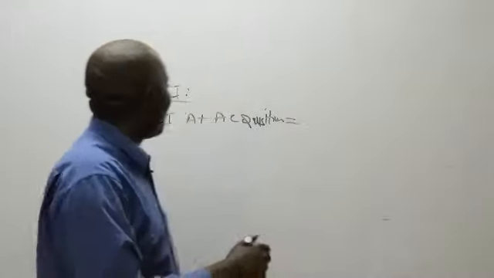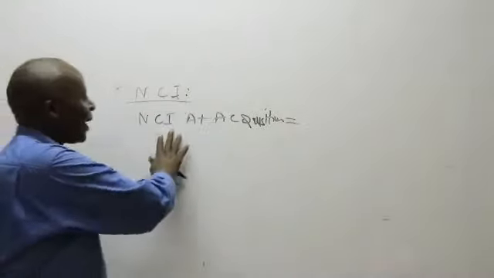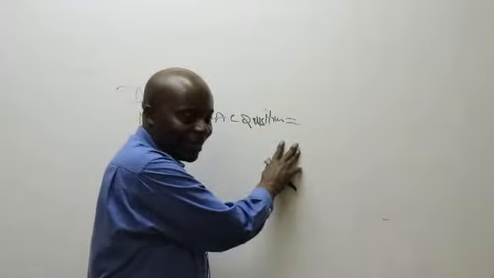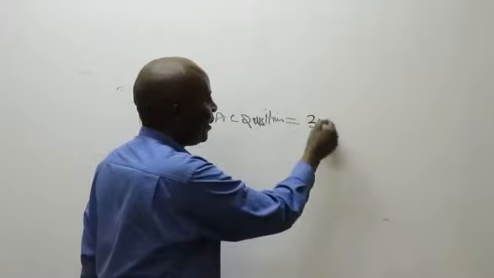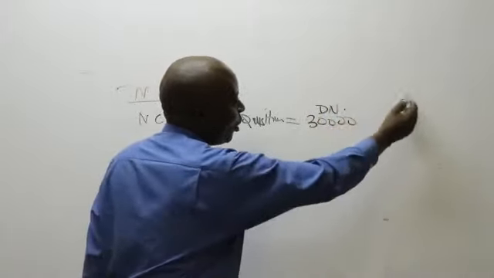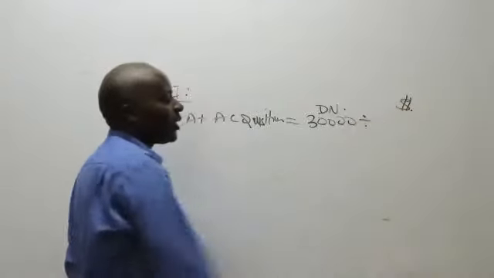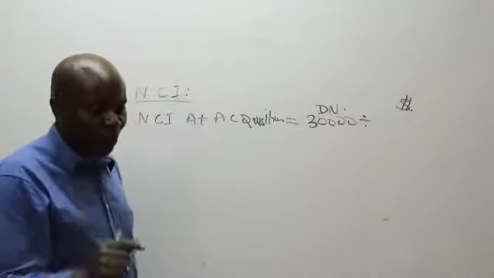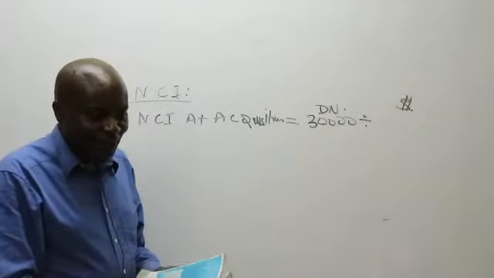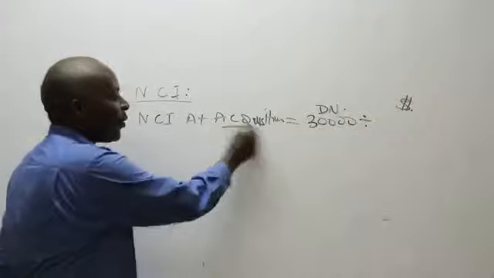Thank you. Sasa turudi hapa. NCI, nipatini figure haraka haraka. NCI at acquisition ni ngapi? NCI is 30,000 DN. But now I want to translate this to dollar. So how do I translate? Which rate should I use? 4, 3, or 2? 4, yes, because of the word acquisition at the start.